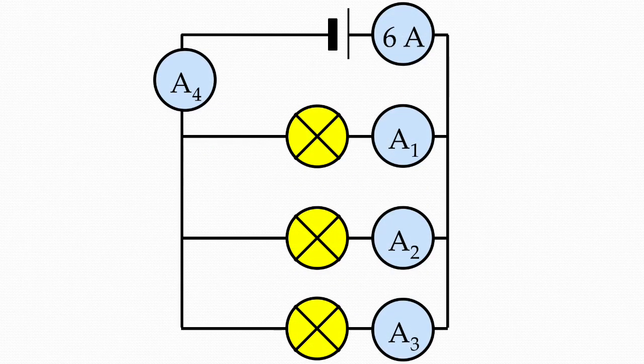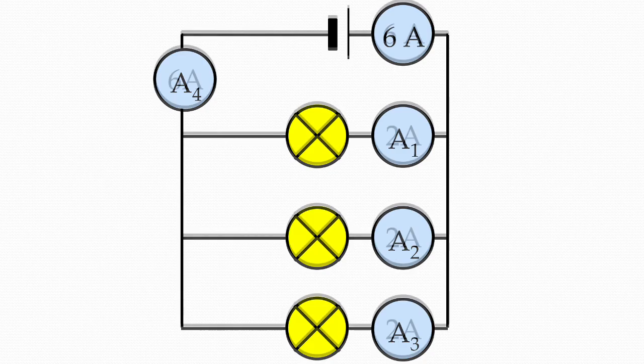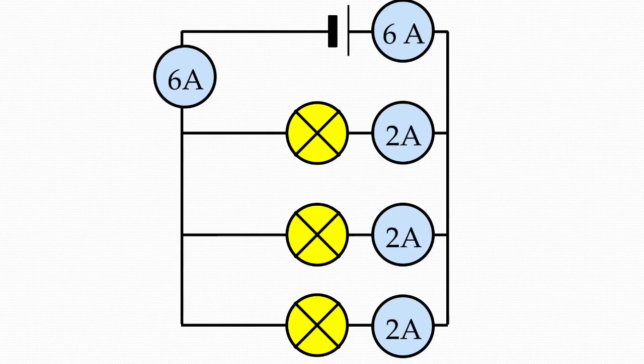Here we have a similar situation, but this time it is 6 amps across 3 different bulbs. Pause the video again while you work it out. And this would give 2 amps across each bulb, recombining again to make 6 amps for the final ammeter.